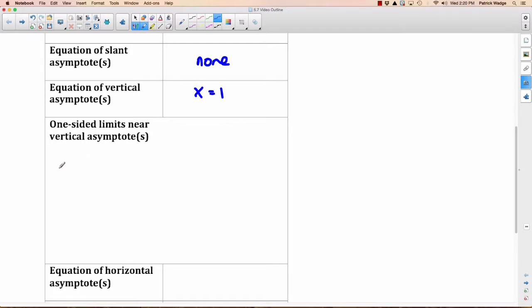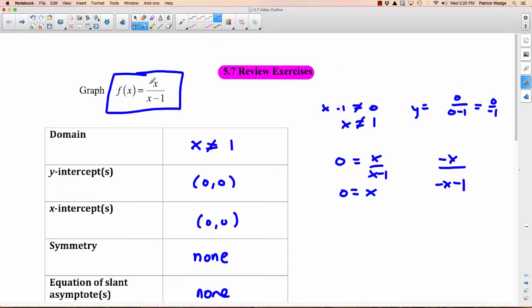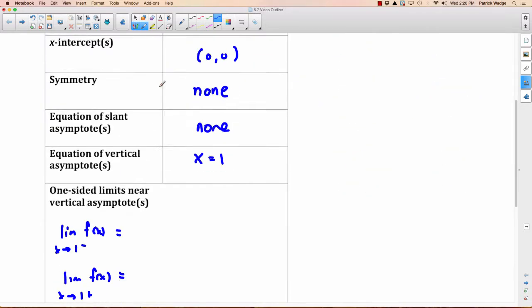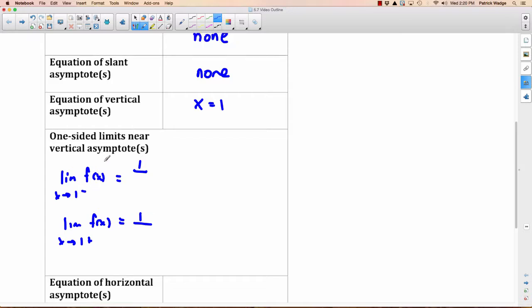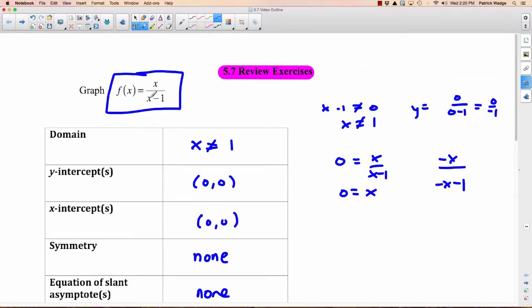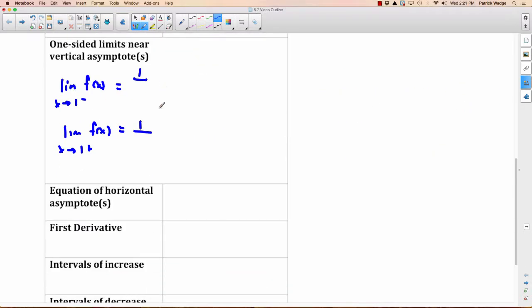One-sided limits near the vertical asymptote. So now that we've found our vertical asymptote, we have to find the limit of the function as x approaches 1 from the left, and the limit of the function as x approaches 1 from the right. So on the top, in both cases, if you put 1 in there, because it's okay to do so, you get 1 on top. And then the bottom, a number a little bit less than 1, like 0.999. 0.999 minus 1 is a very small negative number. So you're going to have a small negative here, which means when you divide, you're going to get negative infinity.